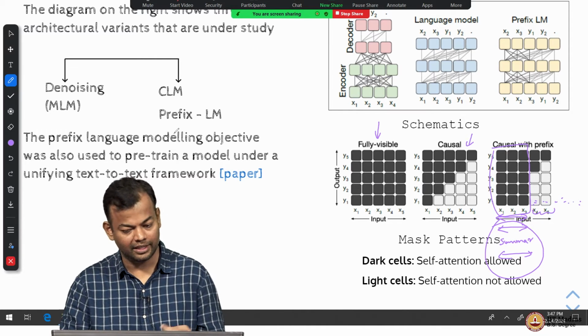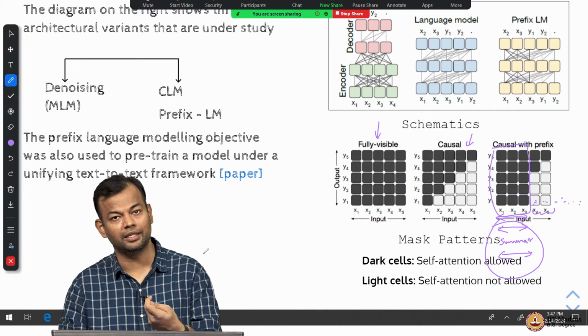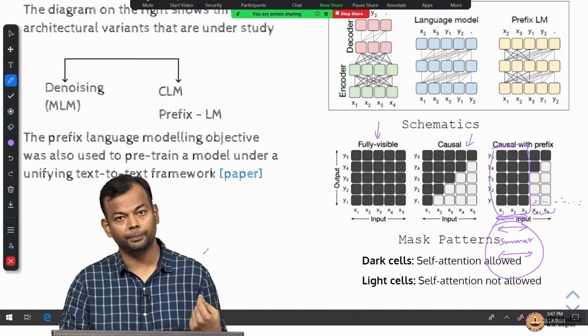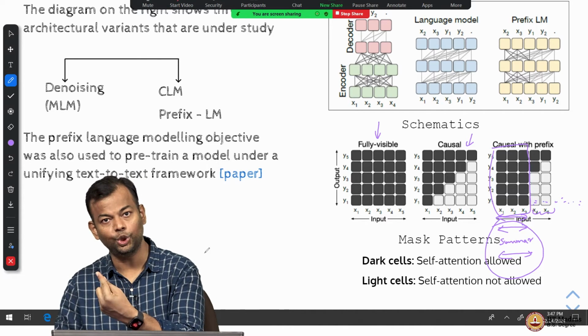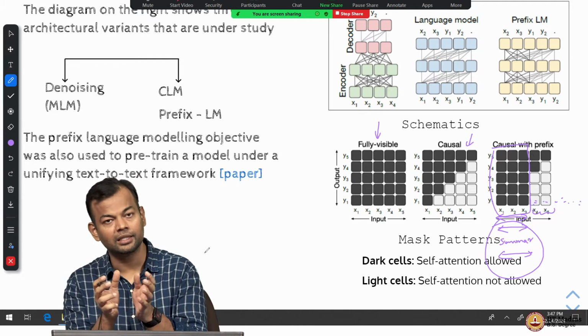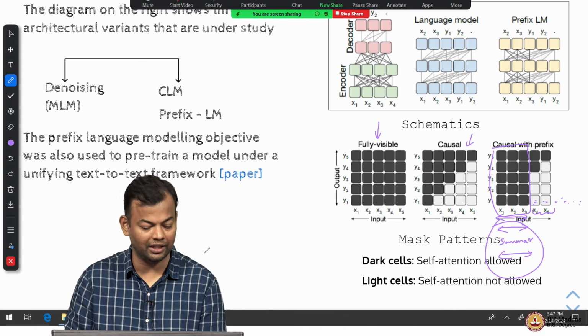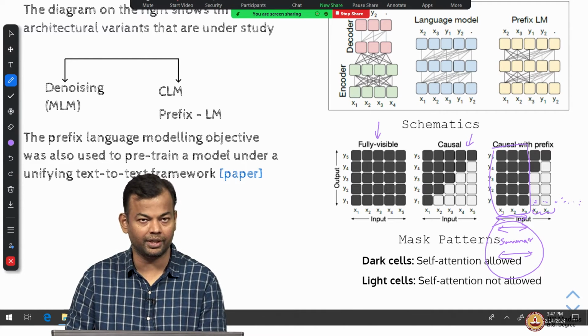And what they did in this paper is, because all the tasks are going to be in this form where you have a prefix and then you generate, remember when you're doing the fine tuning, that's what you're doing. You have the prefix and the text, and then you start generating. So that's why you need this prefix language modeling objective. That's the other language modeling objective that they tried.